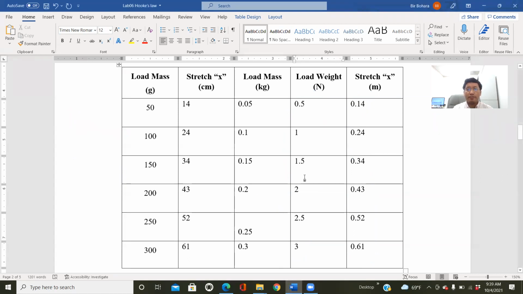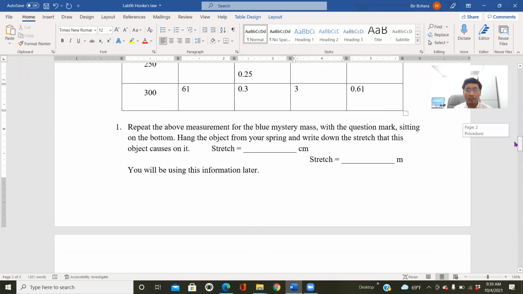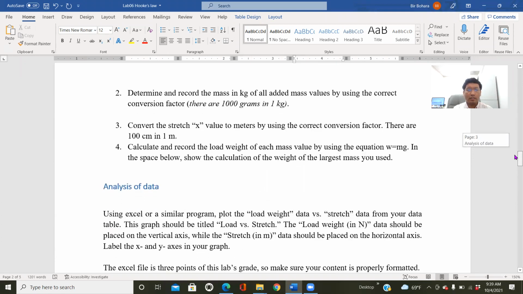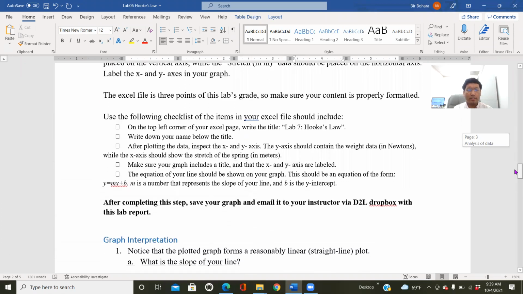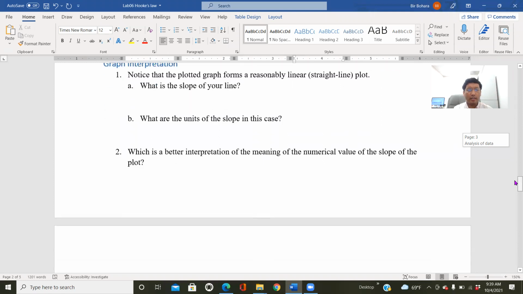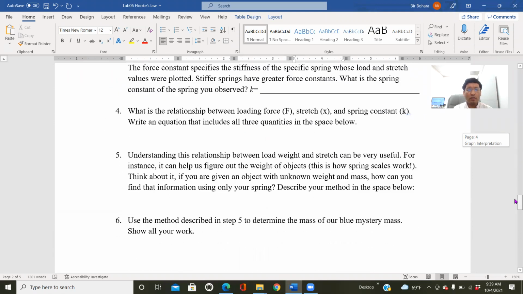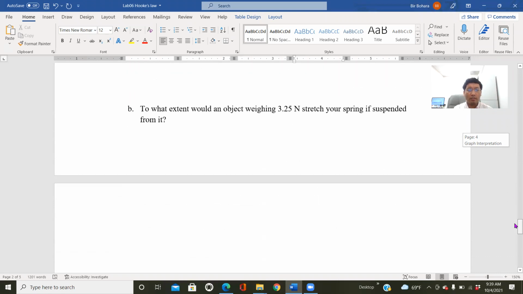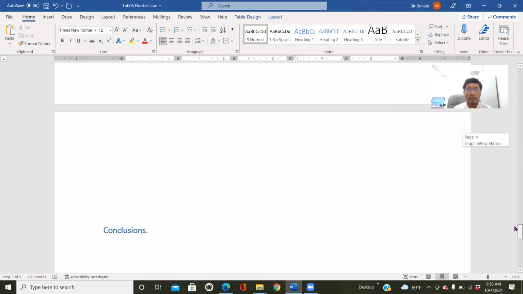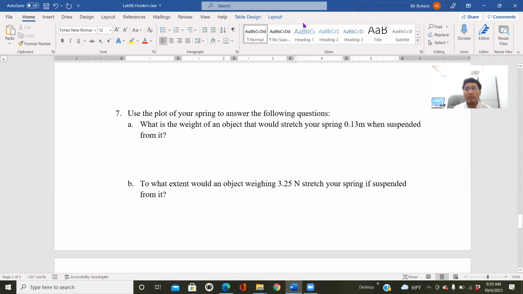So going back to the lab manual here, yeah, we have done data analysis things and the graph, how to plot the graph and so on. That's all. Then you can read all these questions and answer these questions. Okay.